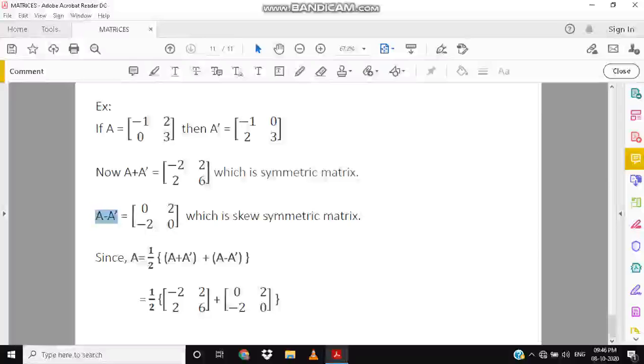After calculating A plus A transpose and A minus A transpose, we can write it in the form of the expression we learned before, that it can be expressed as a sum of symmetric and skew symmetric matrix. So simply we write the value of A plus A transpose here and A minus A transpose here. So we expressed a matrix as a sum of symmetric and skew symmetric matrix.